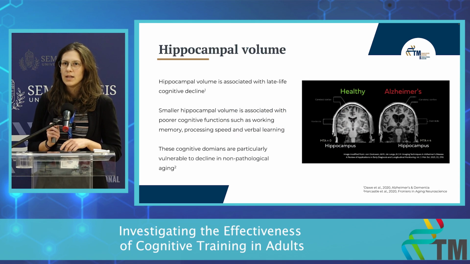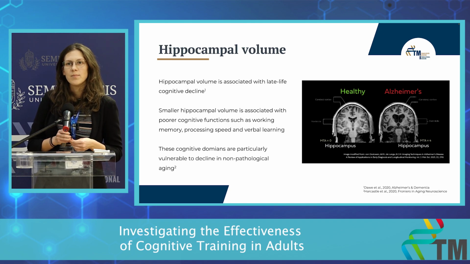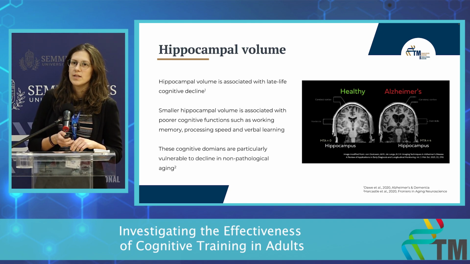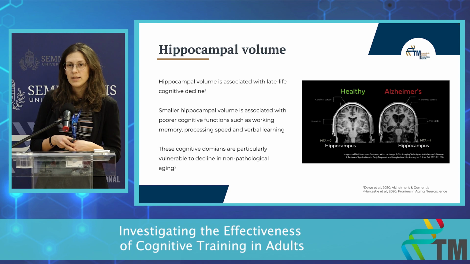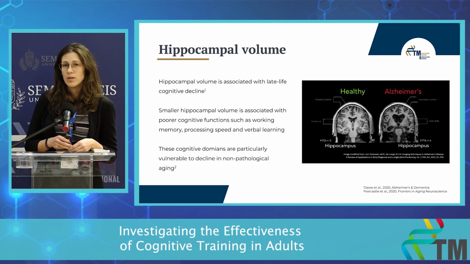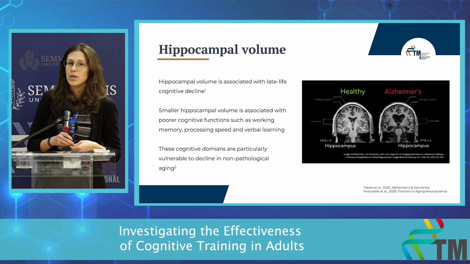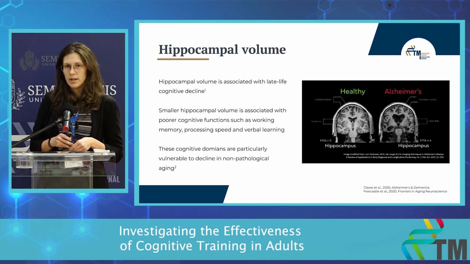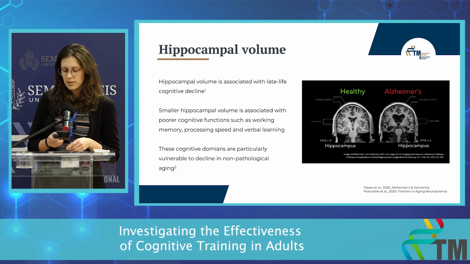And our next outcome was hippocampal volume, which is associated with late life cognitive decline. Smaller hippocampal volumes are associated with poorer cognitive functions such as working memory, processing speed, and verbal learning. These cognitive domains are particularly vulnerable to decline in non-pathological aging.